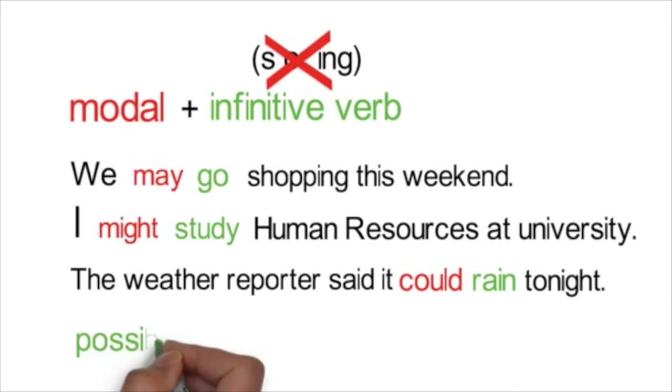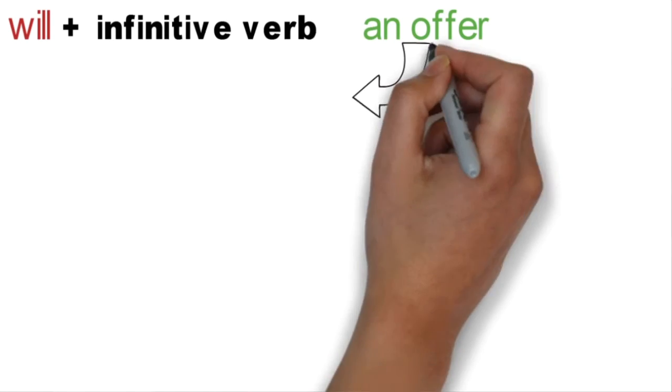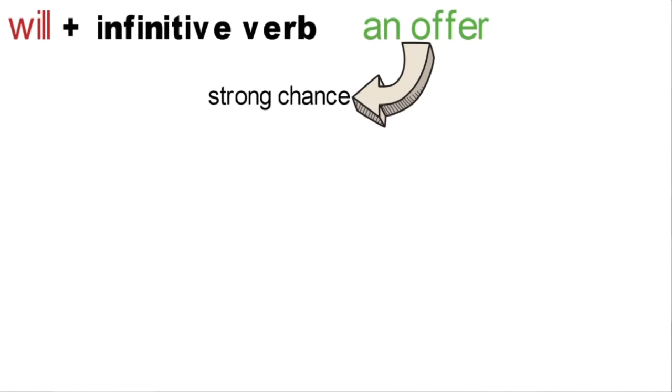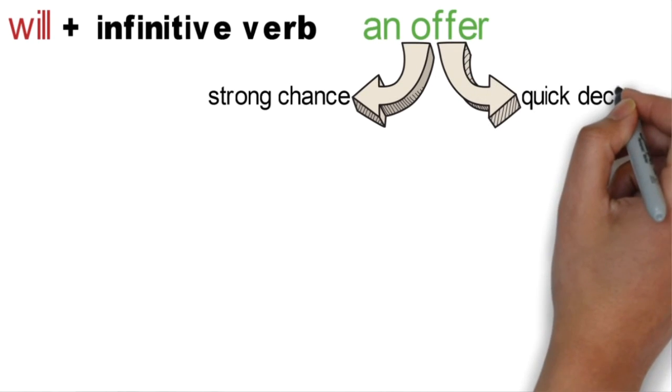All of these sentences show a possibility. Something may or may not happen, such as going shopping on the weekend, studying human resources, or raining tonight. We use will and an infinitive verb when making an offer. This is because there is a strong chance that something might happen or that you need to make a quick decision.